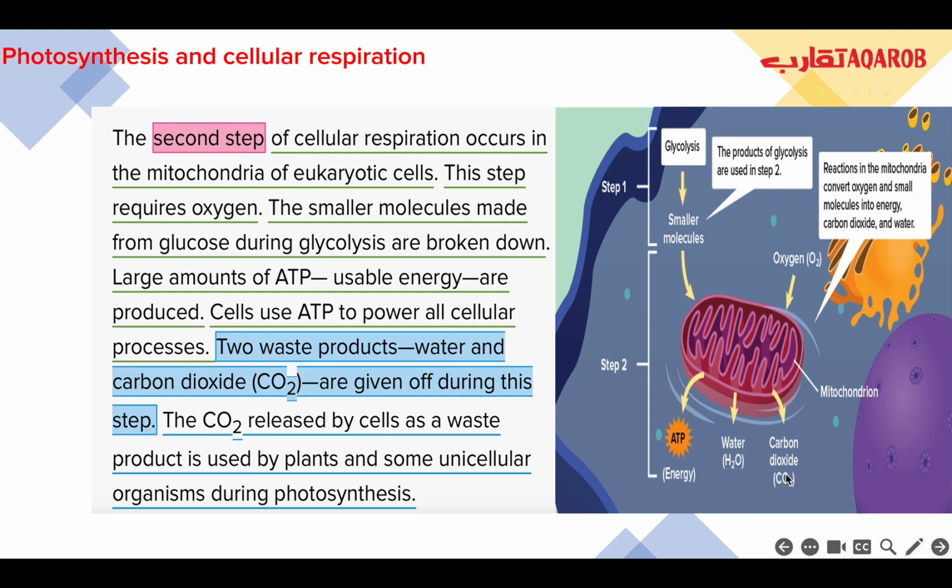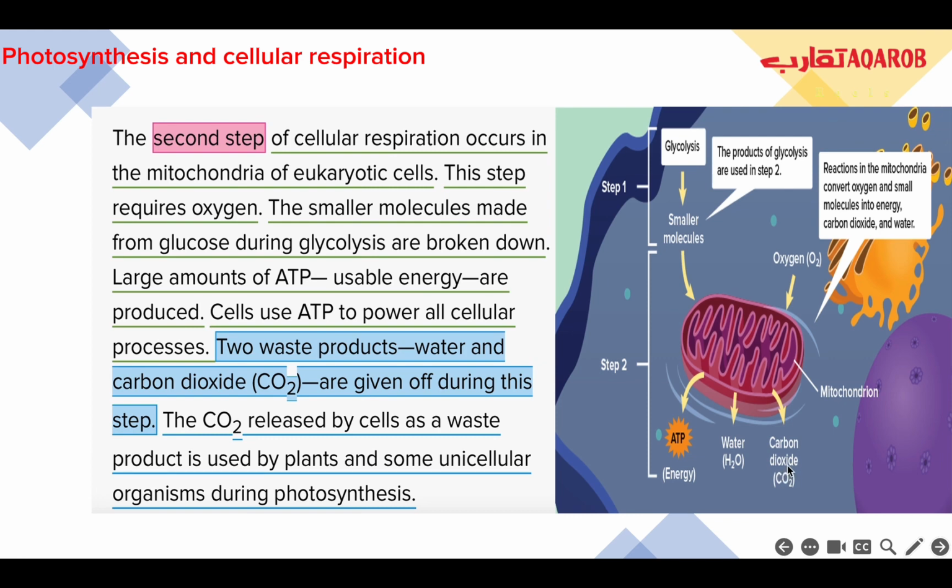CO2 released by cells as a waste product is used by plants, for example, and some unicellular organisms during photosynthesis. As we know, in photosynthesis we need CO2 for the photosynthesis process.